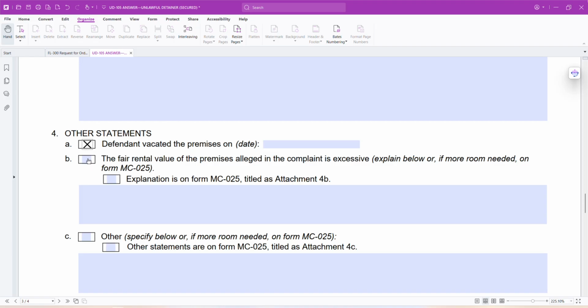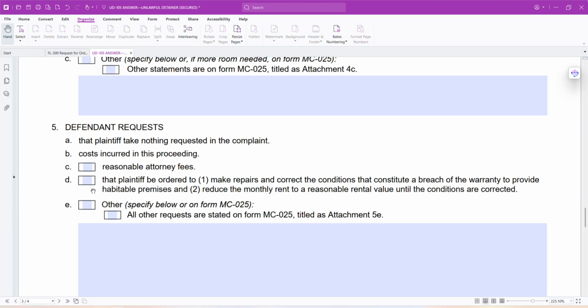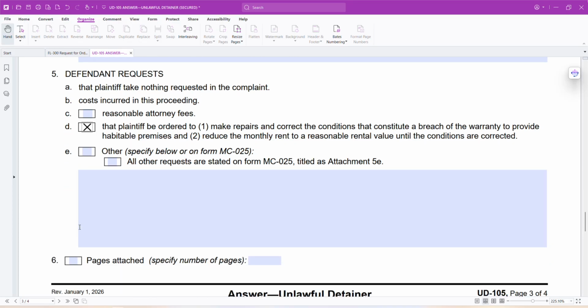If you think that they have put a rental value that is incorrect, go ahead and mark that box and explain why. Then scrolling down, you can ask that they be ordered to make repairs. So in my earlier example where I said maybe the roof was missing, mark the box and ask that they have to put a roof on the house in order for you to continue living there and pay the rent.